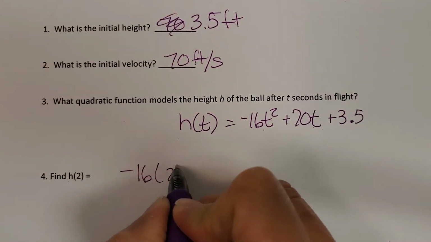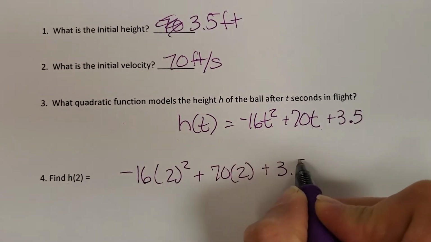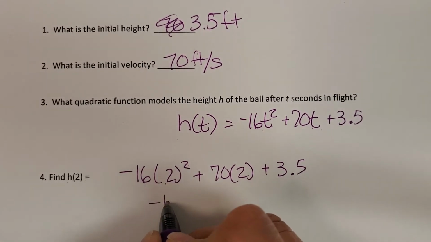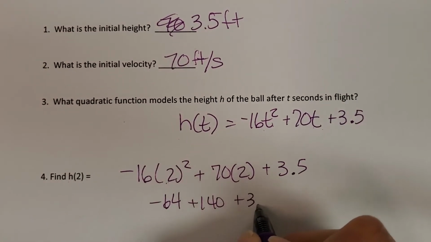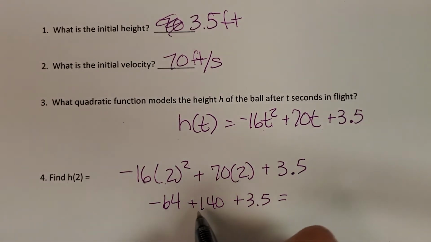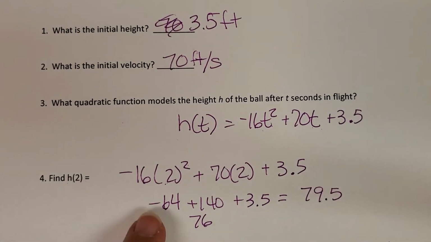So I would take my negative 16 and I would put my 2 in for that. That's what I'm doing here. And again, use a calculator if you like. 2 squared is 4. 4 times 16 is 64. It's negative 64 because that 16 was negative. Plus 140 plus 3.5. Now we would anticipate a baseball going high up in the air. So what do we got? This is 76 plus 3.5, so 79.5, sorry, I was confused for a minute. Yeah, so that is how you do that.